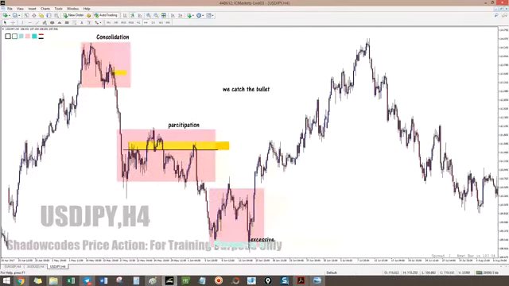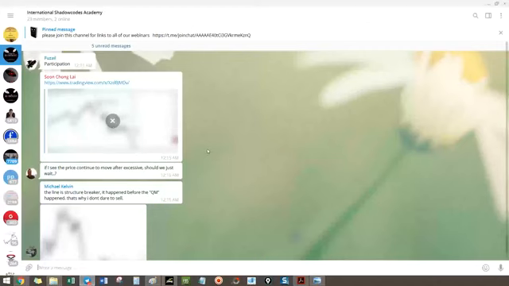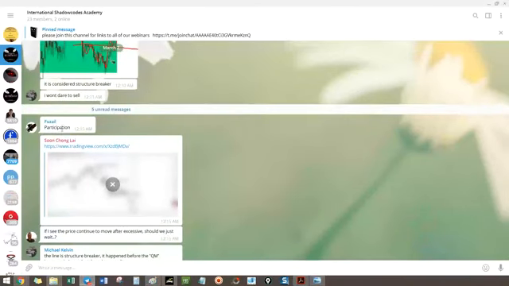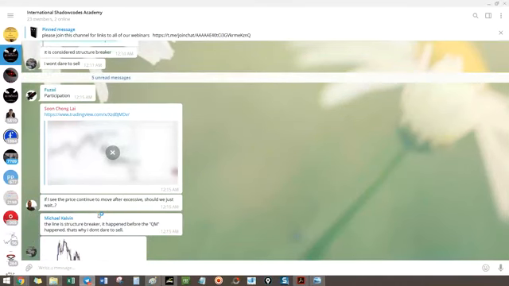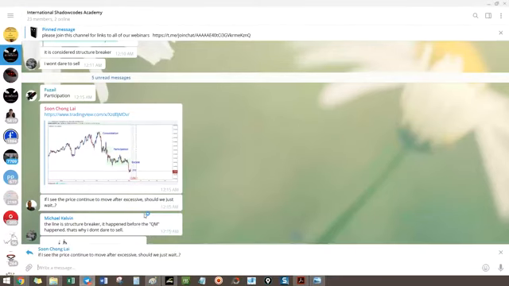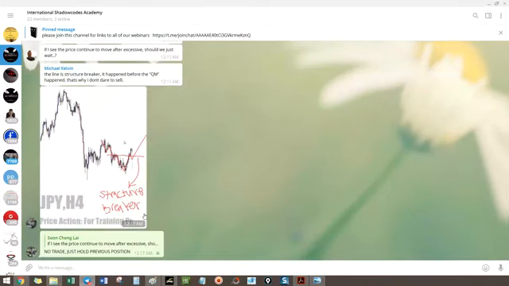Okay, let's see. Participation, participation. If I see the price continue to move after excessive, should we just wait? No trade. Just hold previous position. Oh, why am I writing in caps lock? Sorry. Just hold previous position. That was accidental caps lock.